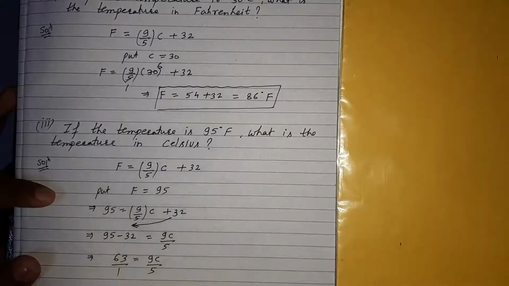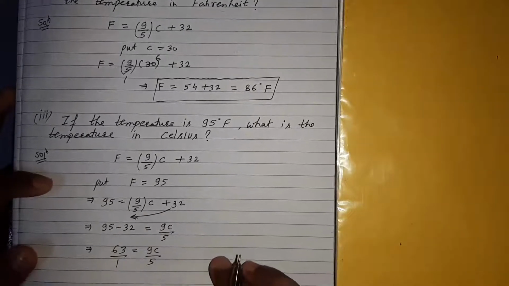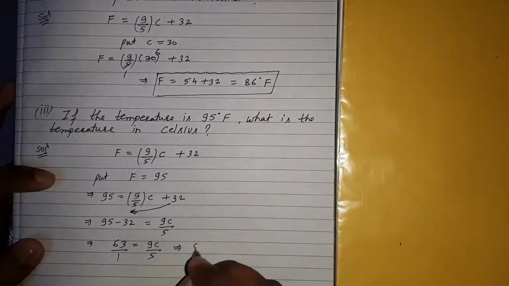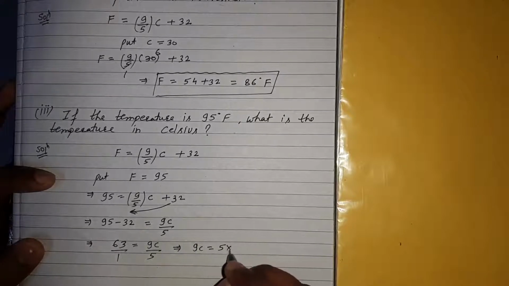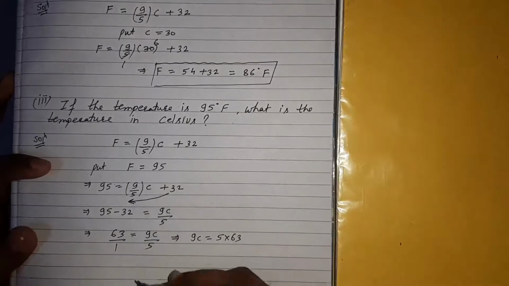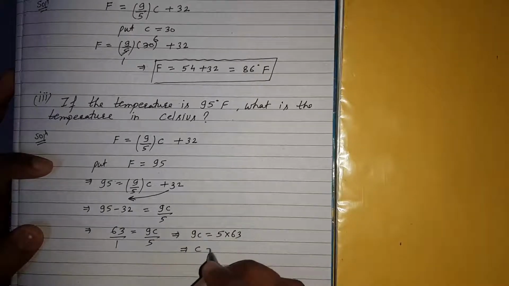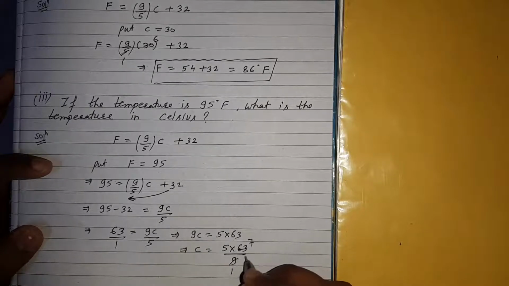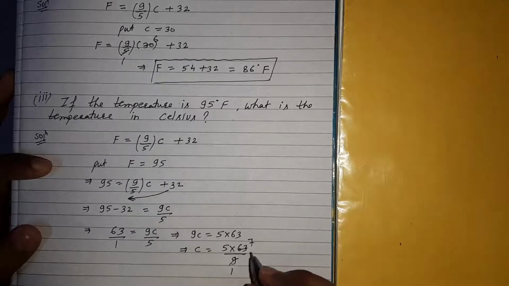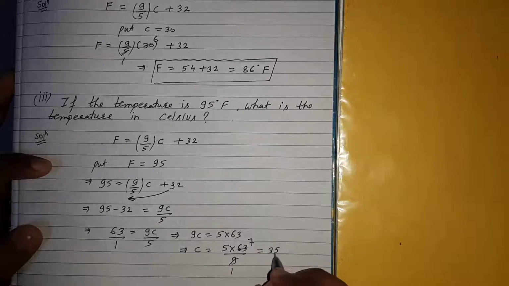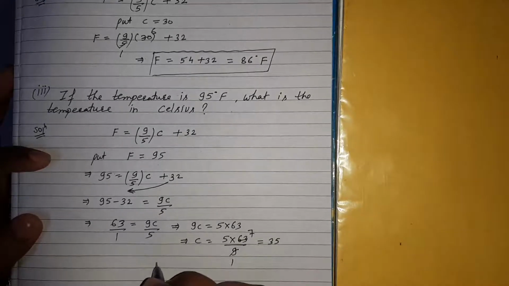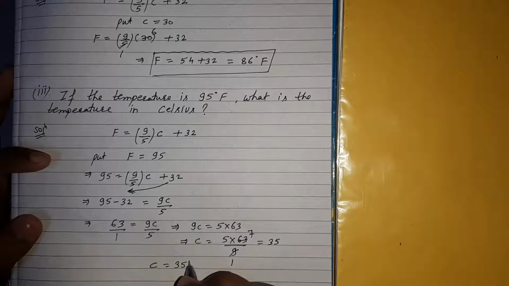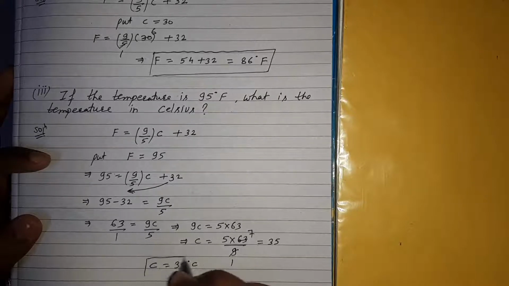Now we will do cross multiply. So it will be 9C is equal to 5 multiply 63. So the value of C will be, C is equal to 5 multiply 63 upon 9. 9 ones are 9, 7s are 63. So 5 into 7, 35. So the value of C we have got is 35 degree Celsius.